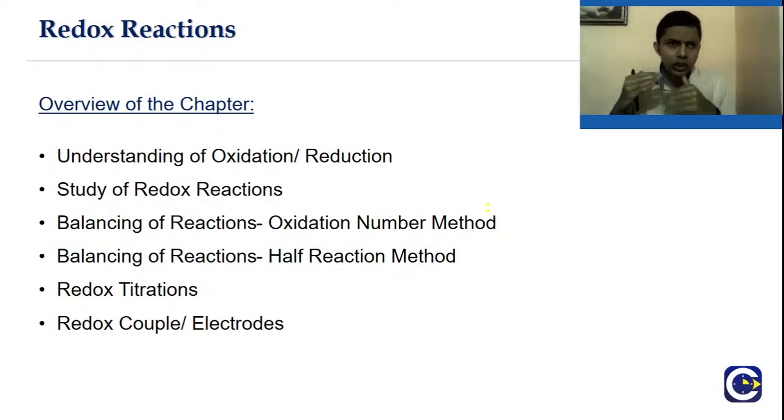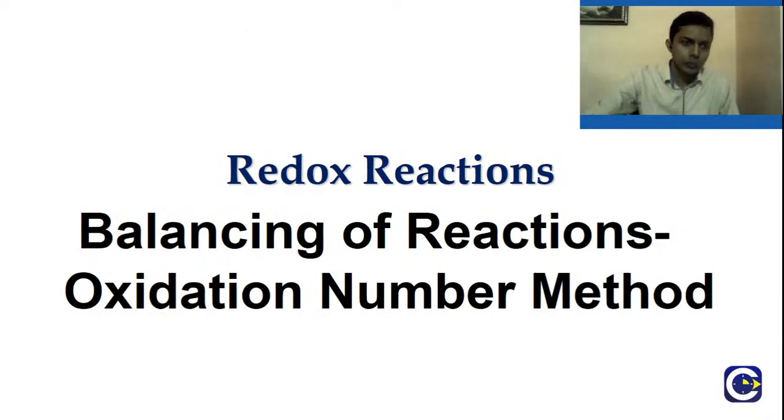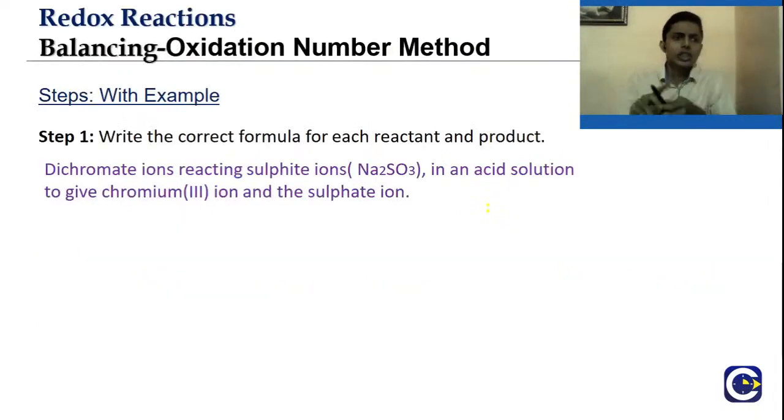So just to recollect what we have learned in the last class, mainly the oxidation number method and how we can define oxidation and reduction using oxidation number. If there is an increase in oxidation number, it is oxidation. If there is a decrease in oxidation number, it is reduction. Clear? Also, we saw that for any reaction to be balanced, oxidation should be supported with reduction or an addition of electrons.